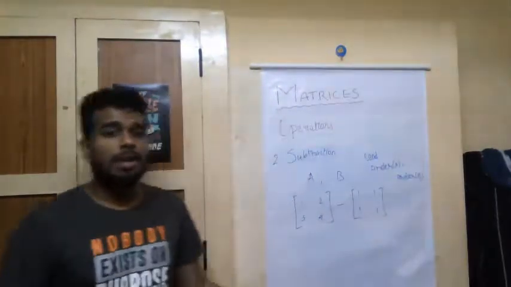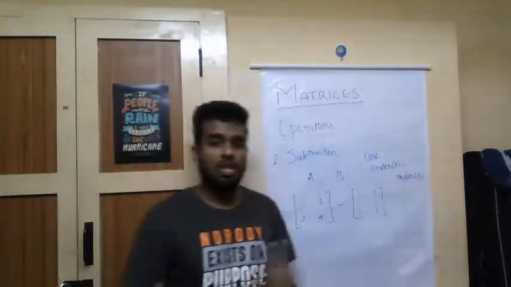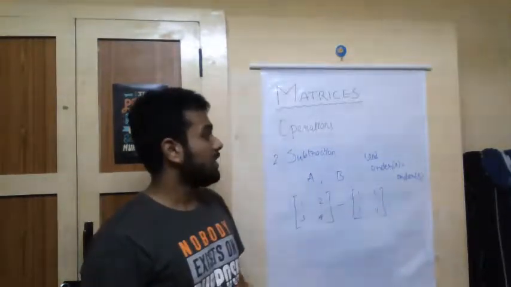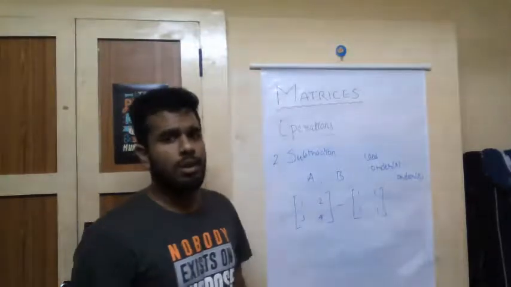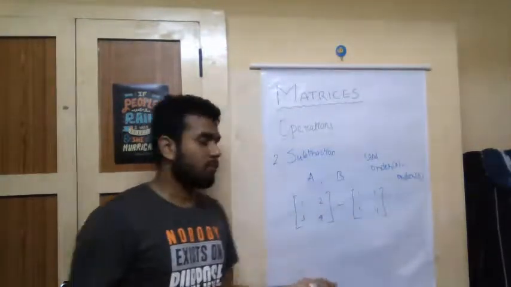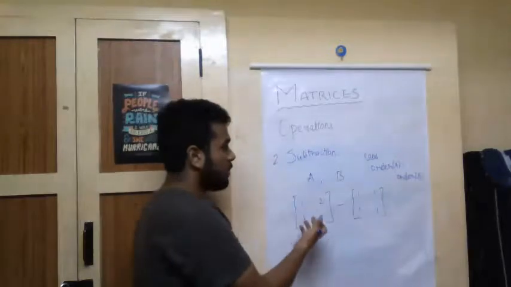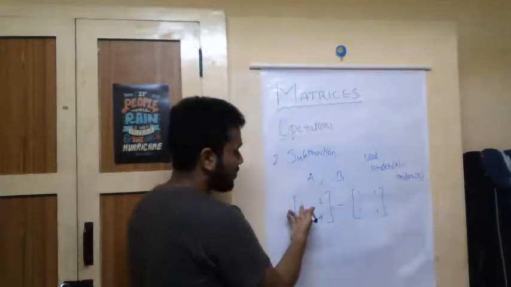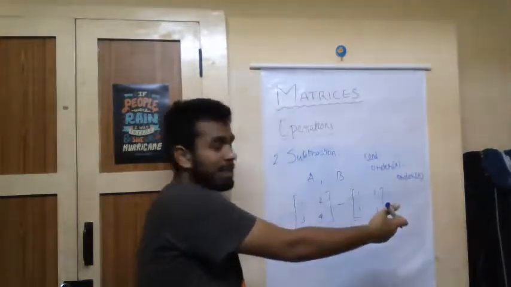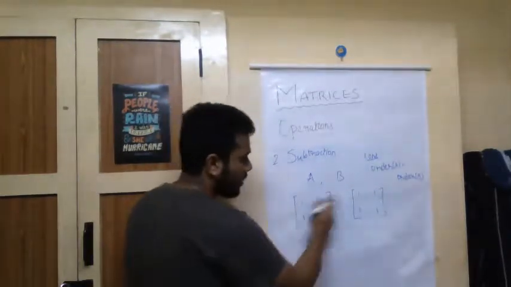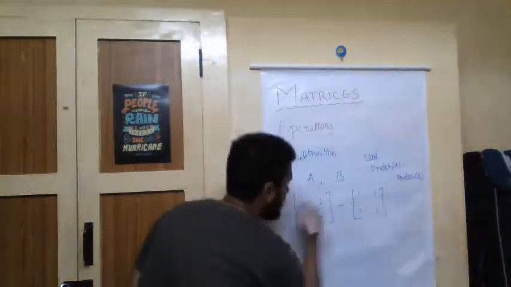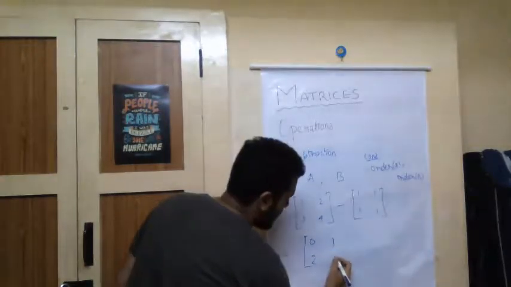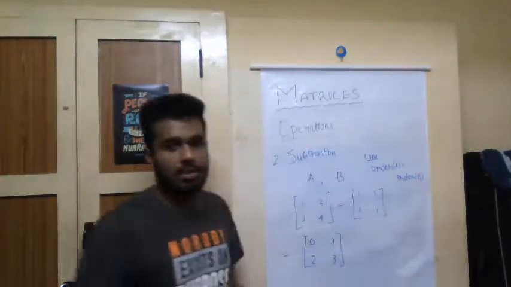The same condition applies to subtraction. If you take two matrices A and B, they have to have the same order for us to subtract them. Again, it's very straightforward. For example, if A is 1, 2, 3, 4 and B is 1, 1, 1, 1, like the previous example, we just subtract the corresponding elements. So 1 minus 1 is 0, 2 minus 1 is 1, 3 minus 1 is 2, 4 minus 1 is 3. This is the new matrix, the result.